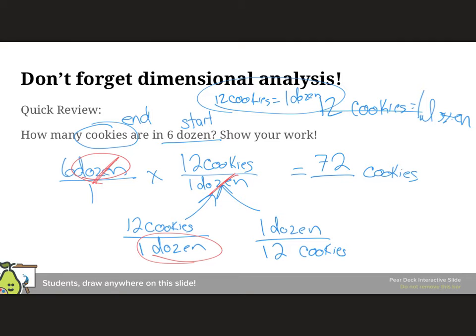Probably something you do in your head, but really this is what you're doing. You're quickly doing dimensional analysis. We just want you to write it out and be able to use it in other ways.